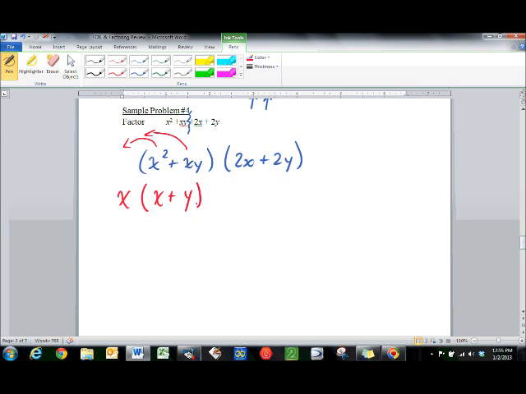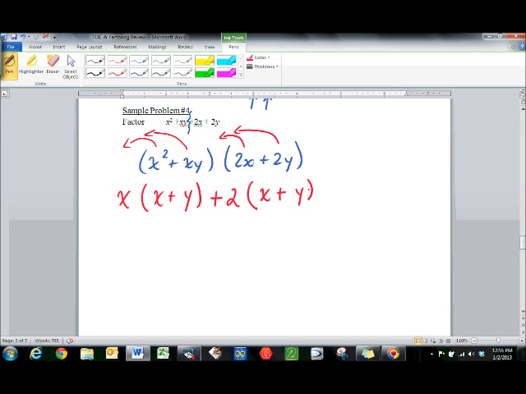If I look at the second group, I notice that I have a common 2 that I can take out. And it's a positive 2, so what I'm going to do, which is very important here, is bring out the plus sign with that. So when I factor out the common 2, I'm again left with x plus y.